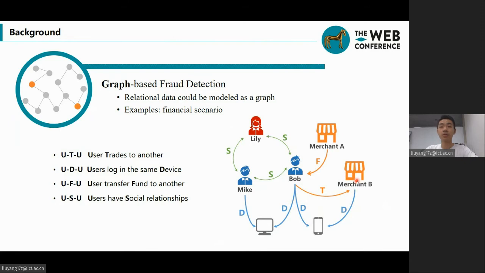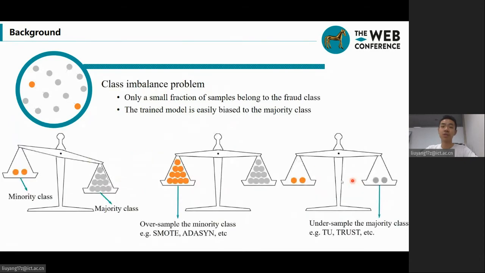No matter general fraud detection or graph-based fraud detection, only a small number of samples belong to the fraud class. This is what we call a class imbalance problem. As a result of this, the trained model is easily biased to the majority class. For feature-based data, the class imbalance problem could be alleviated by sampling techniques. Oversampling methods such as SMOTE, ADASYN, and undersampling methods such as Tomek links could produce a balanced set for training.